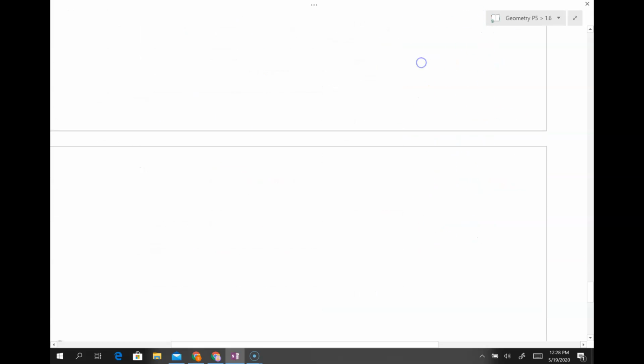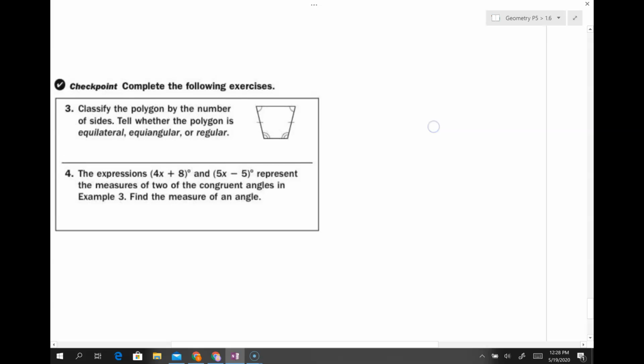So then the last 2 examples here, you might want to pause and try them for yourself. All right, so number 3, tell whether the polygon is equilateral, equiangular, or regular. Let's also classify the polygon by the number of sides. There are 4 sides, so that's a quadrilateral. Okay. Is it equilateral? Are all the sides equal? No. Is it equiangular? No. So then it can't be regular. So it's just a quadrilateral. It's none of those. Okay.